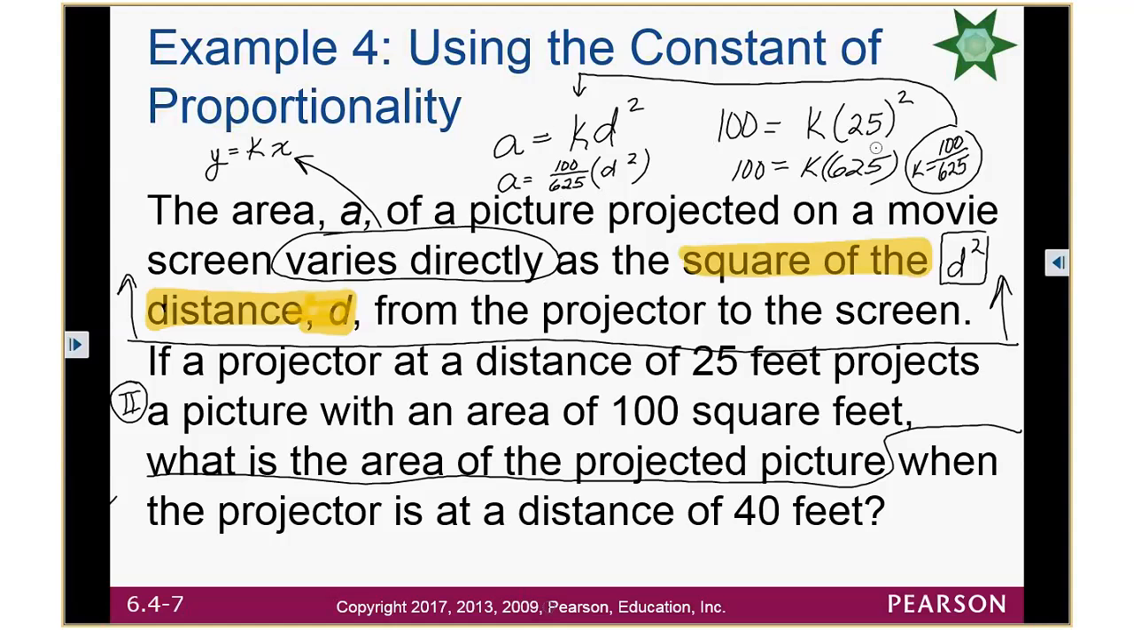So go ahead and do that because that's part three. That's the third type of question. After you find K and plug it back into the original equation, you do what? You take that more information. This is more info. And what do you do with the more info? You plug it in. So somebody take 40 times 40, which is what, 1,600, and multiply by 100 over 625.